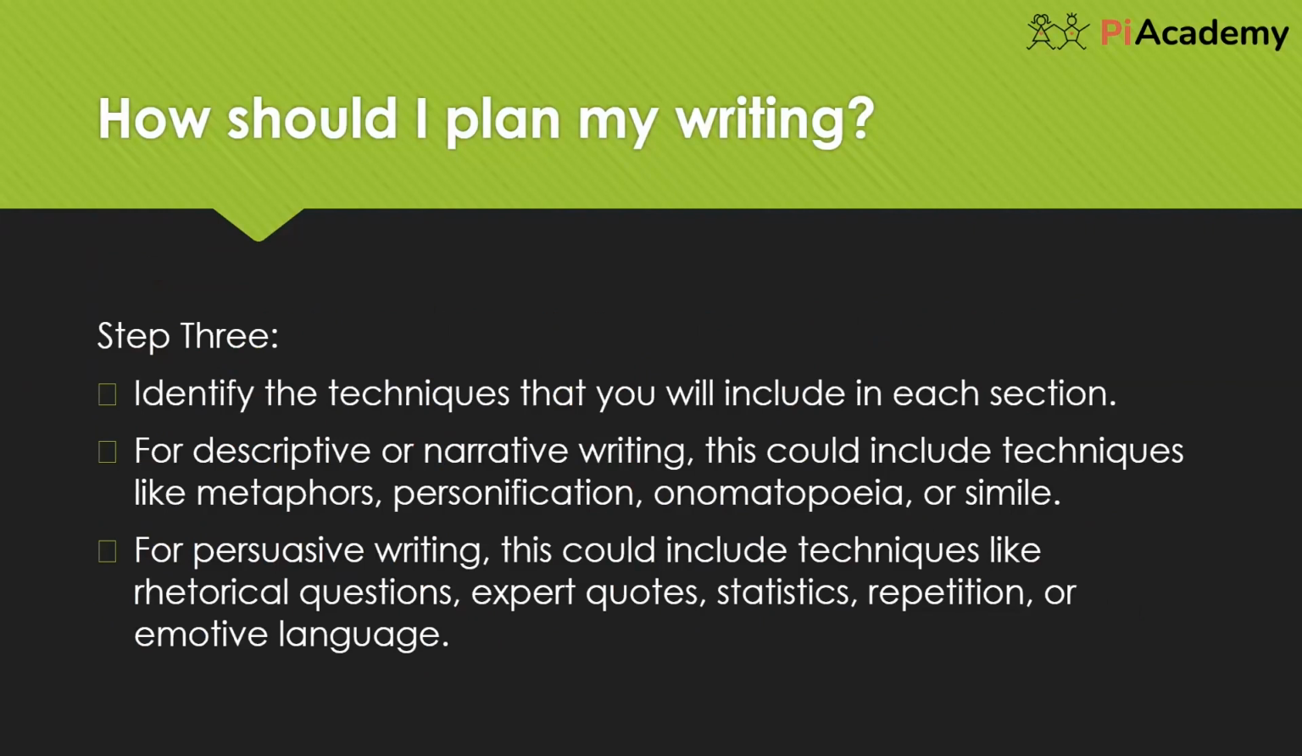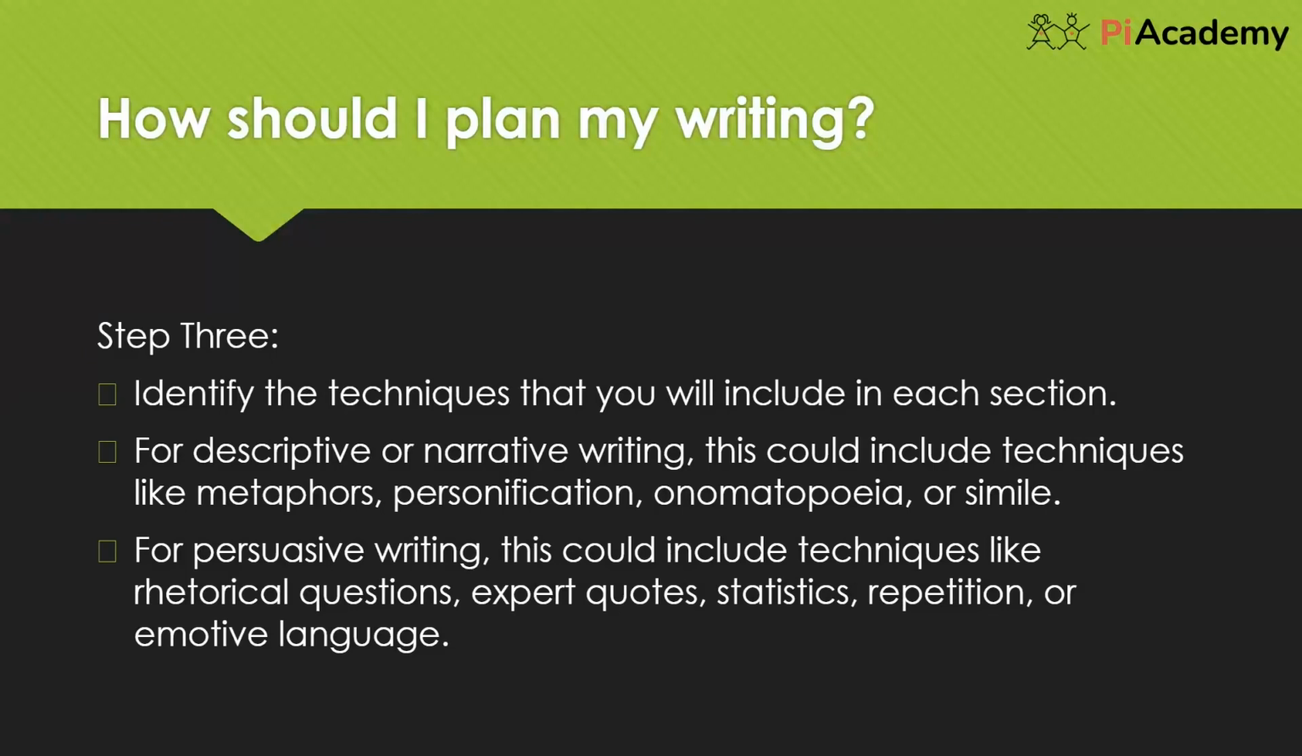So once you've done that, once you've written your beginning, your middle, and end, you're going to be thinking about techniques that you will include in each section. And this is kind of what I was referring to when I meant acronyms. And what I obviously mean by techniques are your different devices that I'm sure you all know by now. So as you can see from the second bullet point here, for descriptive and narrative writing, this is things like metaphors, personification, onomatopoeia, simile. I mean, there are loads more than that, but those are some of the key ones. Descriptive techniques that help you to convey your meaning or to convey a certain emotion.